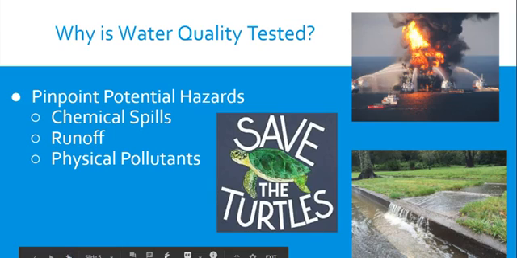We also test water quality to prevent potential hazards, and that can come in the form of chemical spills, runoff, or physical pollutants. Spills can be like the spill you see in the top right corner there, which could be an oil spill. We also have runoff from fertilizers and detergents, like phosphates from laundry detergents and soaps, and also physical pollutants that can be harmful to wildlife.